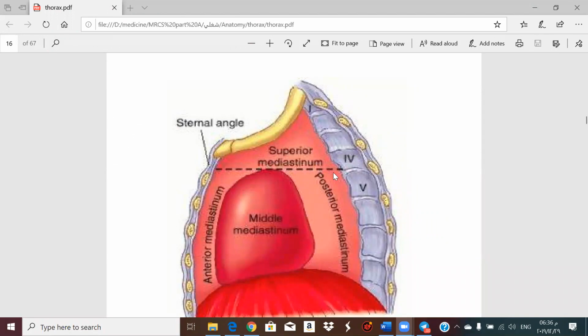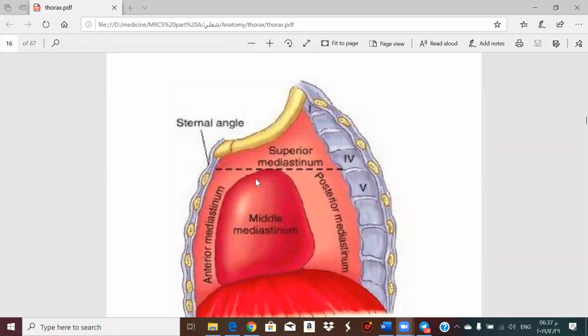Superiorly, the imaginary line between the sternal angle and the lower border of the fourth vertebra. Inferiorly, the upper border of the diaphragm. Posteriorly, the vertebrae from 5 to 8. Thoracic vertebrae from 5 to no, this is imaginary, from 5 to 12 until the end of the thoracic vertebrae. Okay. Anteriorly, the contents of the middle mediastinum. Excellent, Dr. Ahmed.